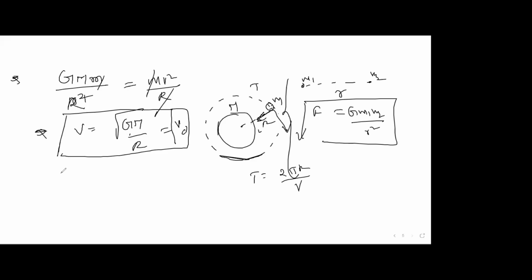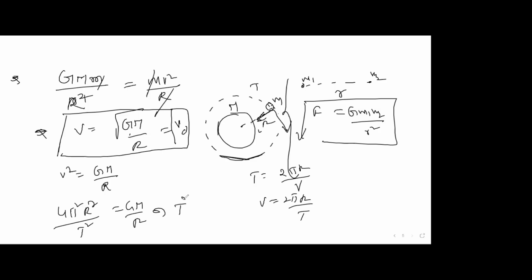Now the v square value is GM by r. The v value from the time taken is 2 pi r by T. Substituting, we have 4 pi square r square by T square equal to GM by r. From this we get T square equal to 4 pi square by GM into r cube, a very important formula you have to remember. In the case of a planetary system, r is the average radius. Therefore for a given planet, everything else is constant, and the mass is constant.